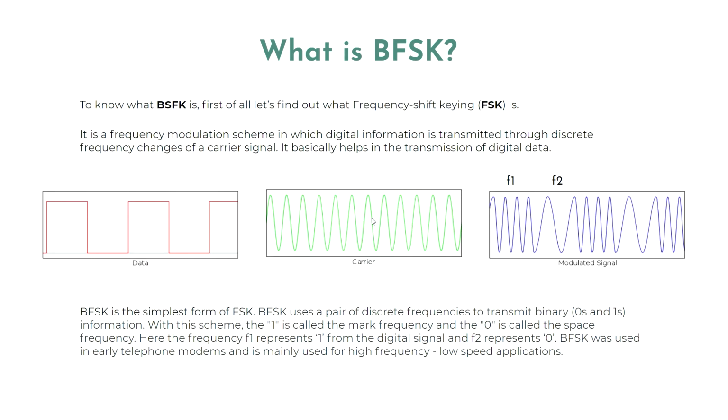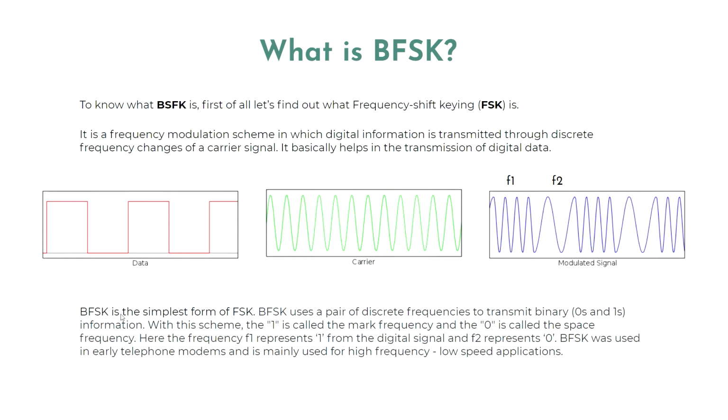As you can see here, we have the data in the form of 1 and 0, and this is the carrier wave and this is the modulated signal. When the frequency is high, this is similar to the 1 in digital data, and when the frequency is low, this is similar to 0 in the digital data. So basically, what FSK does is represent different digital levels in terms of different frequencies, and then such a wave is formed.